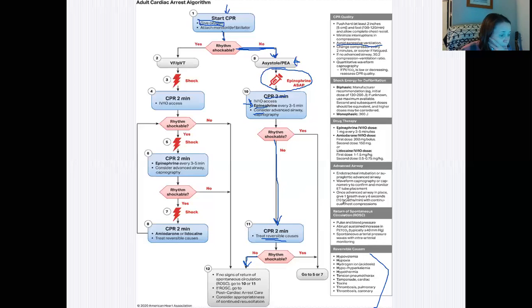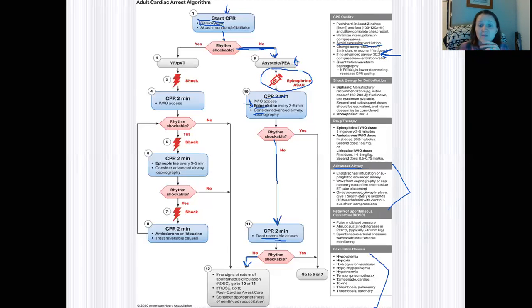So let's look real quick. When we're talking about advanced airway, let's pop over to this part over here. If you've got an advanced airway in, up here, we've got a 30 to 2 rate. When you're using an ambu bag, you're doing 30 chest compressions to 2 breaths. After you get an advanced airway in, you do not pause compressions.